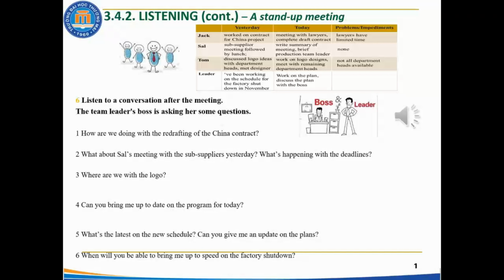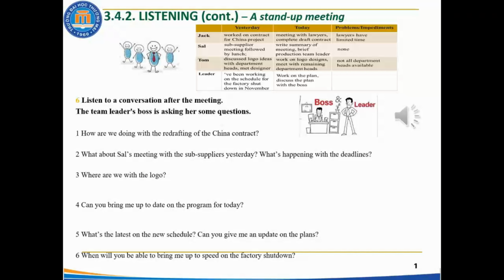So for number 1, the team leader's boss asked, how are we doing with the redrafting of the China contract? Number 2, what about Son's meeting with the sub-suppliers yesterday? What is happening with the deadlines? Number 3, where are we with the logo? Number 4, can you bring me up to date on the program for today? Number 5, what is the latest on the new schedule? Can you give me an update on the plans? And number 6, when will you be able to bring me up to speed on the factory shutdown?